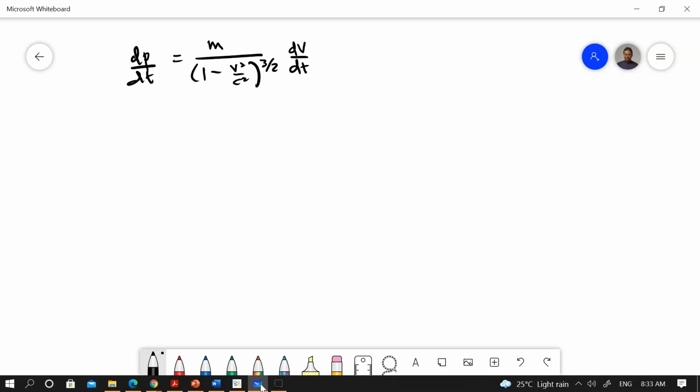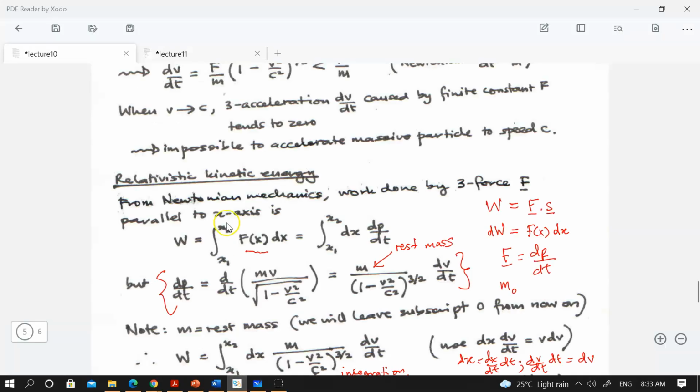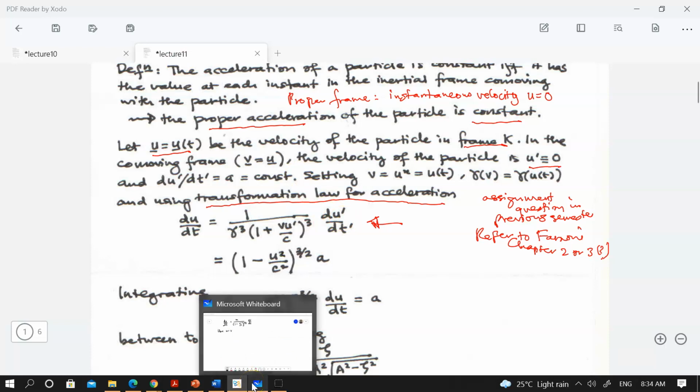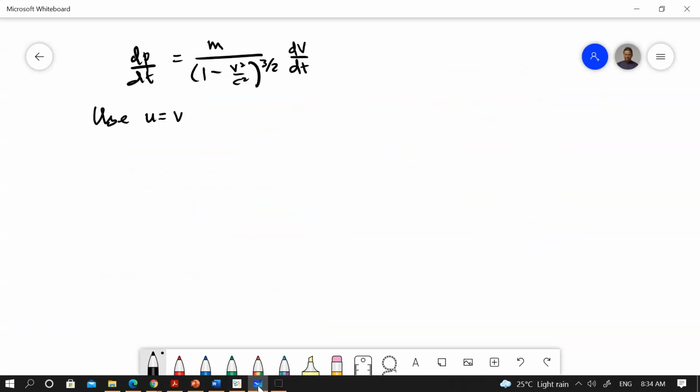Remember, v in the previous case was the velocity of the particle. What we're going to use over here is u equals v, because we are changing the notation here. It's quite confusing, but I hope you bear with the changes in notation. So you use u equals v, and then you use u dash equals p over m. This would be the one going in the proper frame.